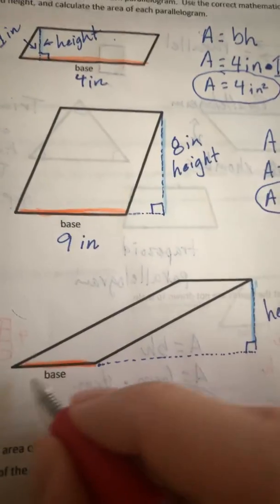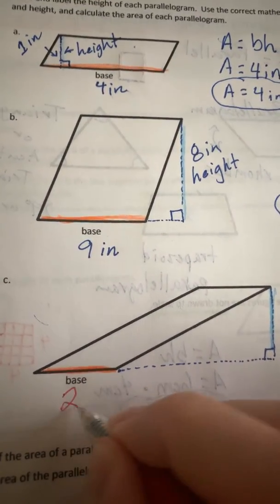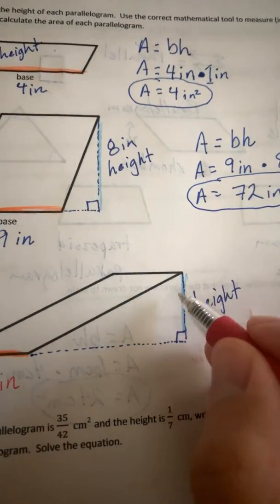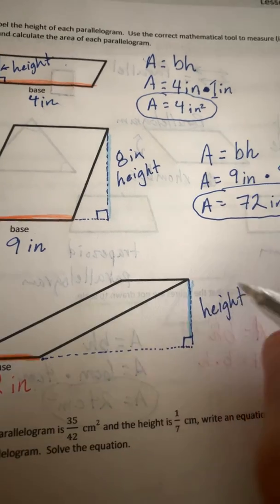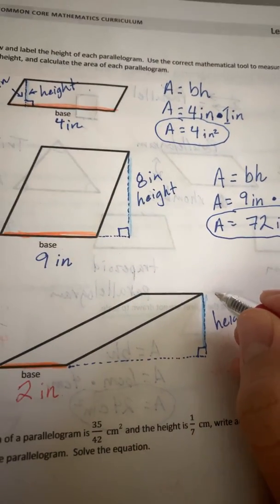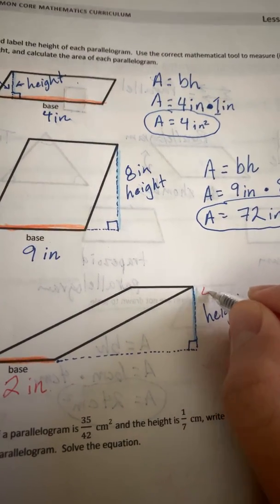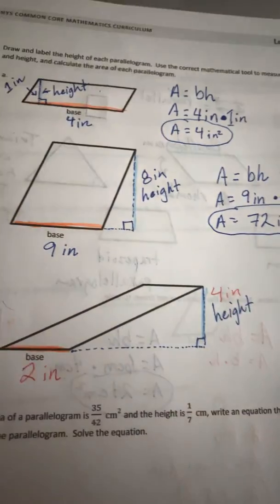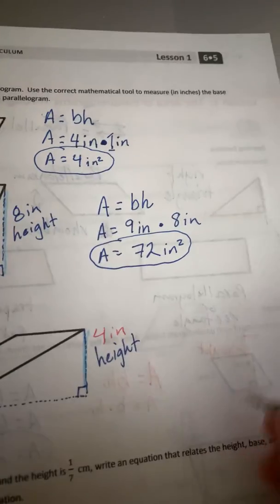Last practice, we're going to use this one right here. We're going to say that the base is 2 inches and that the height, which is from here to here, is 4 inches. So let's use the formula again.